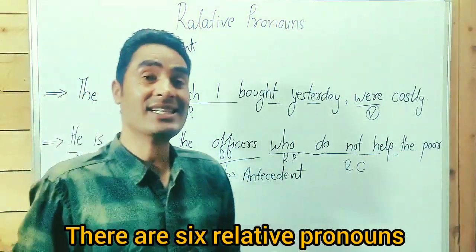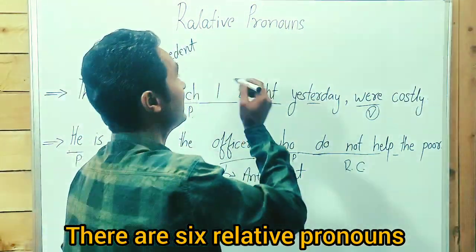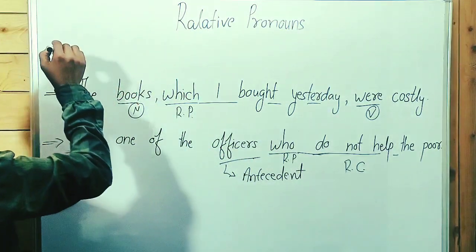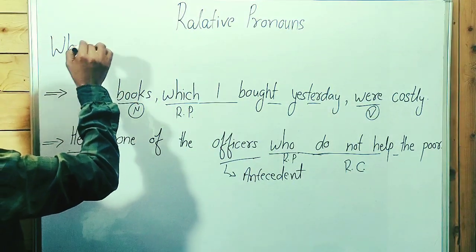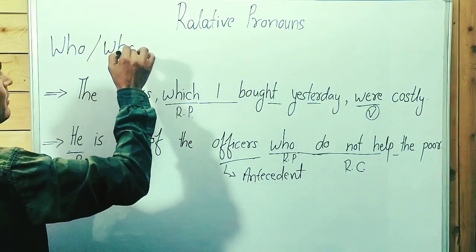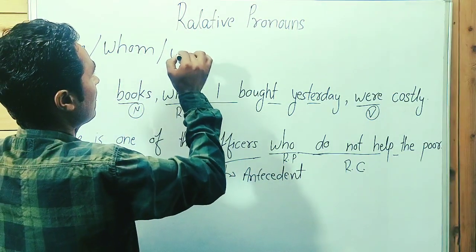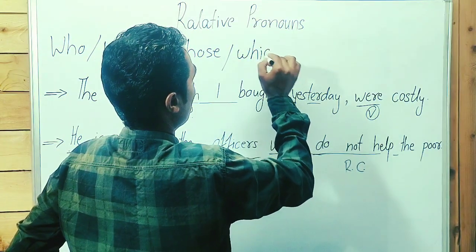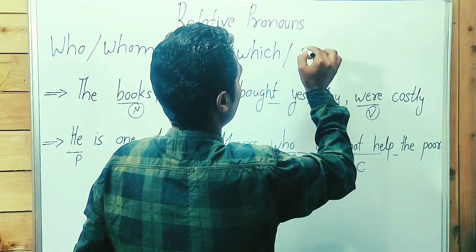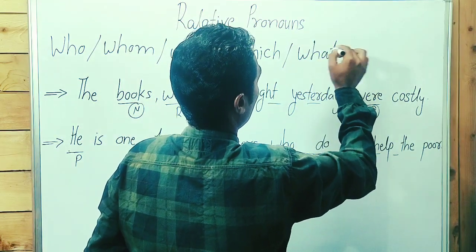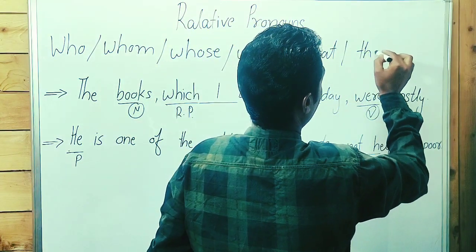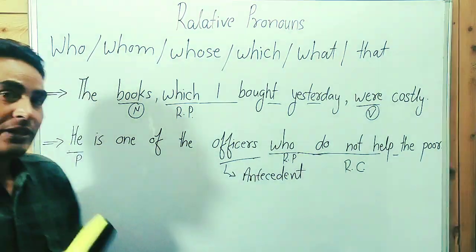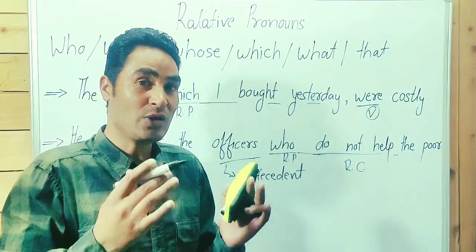So there are six relative pronouns. Let me erase this and write over here: who, whom, whose, which, what, and that. Guys, point to be noted, these are relative pronouns. We will learn each and everything about them in separate videos.